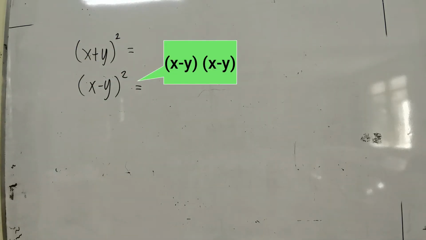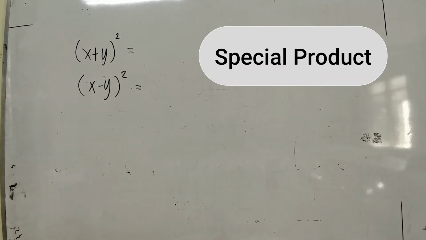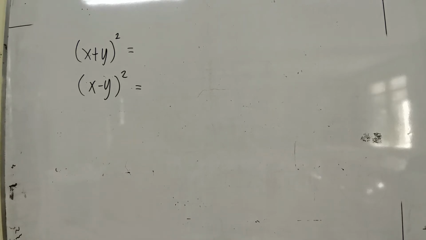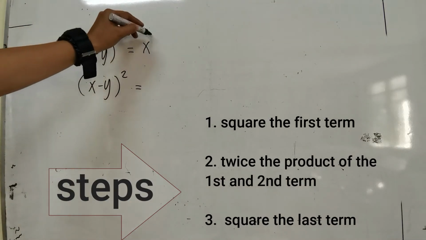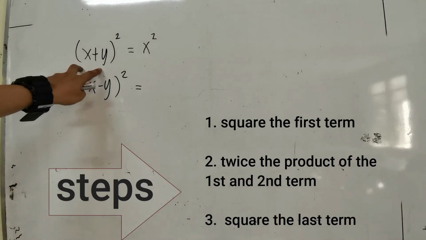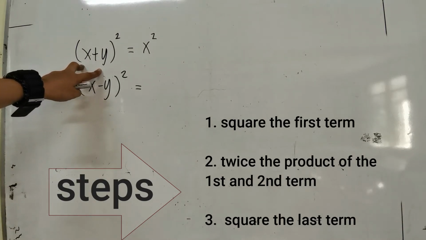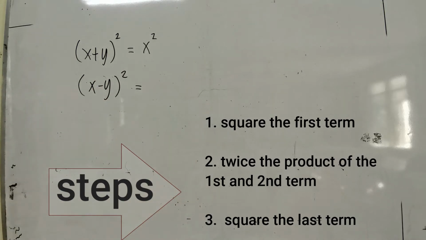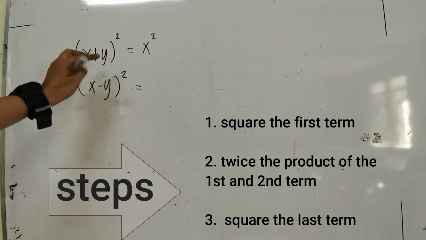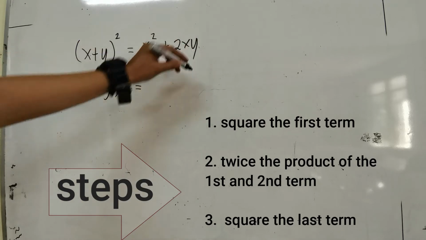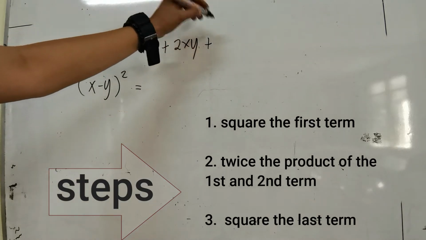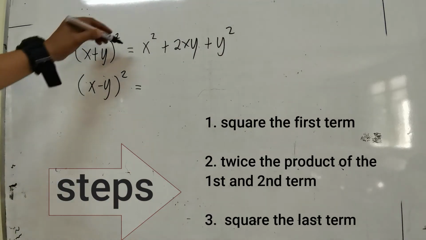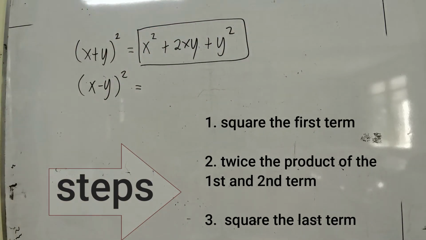So tandaan, dahil siya ay part of special products, hindi na natin kailangang mag-multiply using the long method. Ang kailangan na lang nating i-follow ay itong steps na to. So we have square of the first term or x squared. Then, product of the first and the last term. Then multiply it by 2 or twice it. So we have positive xy times 2 or positive 2xy. Then, square of the last term or y squared. Ito na ngayon yung kanyang product.